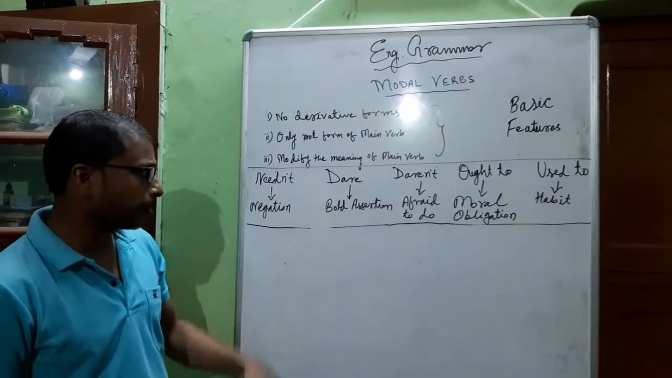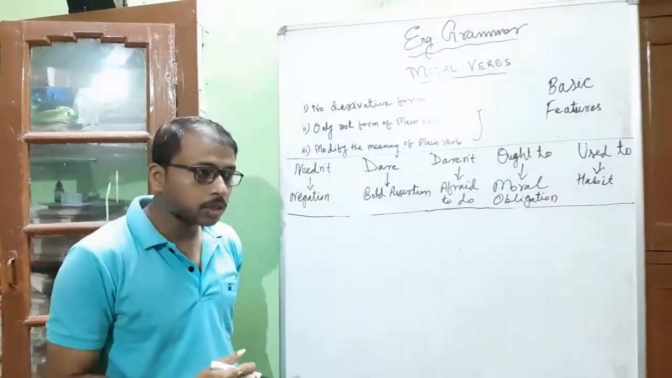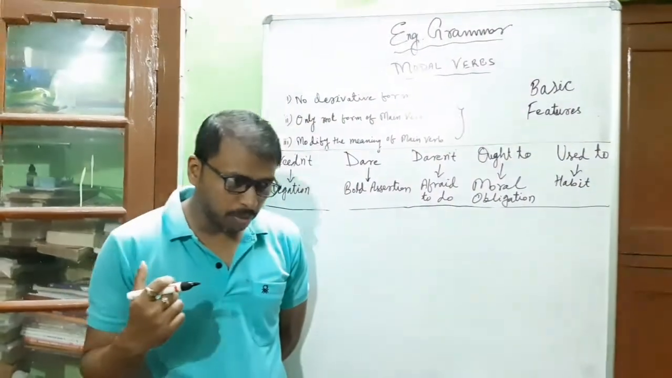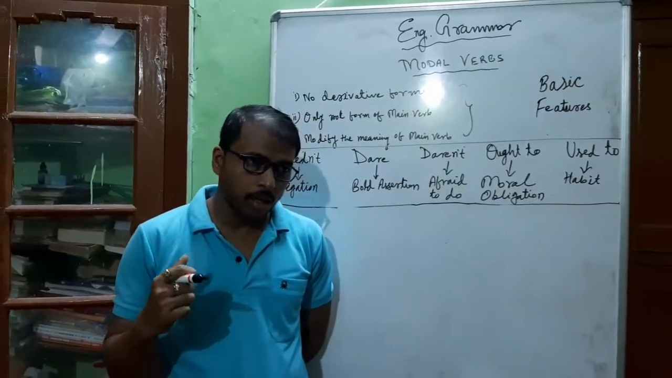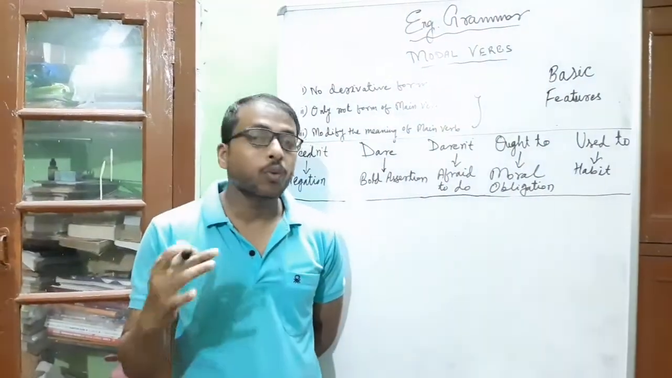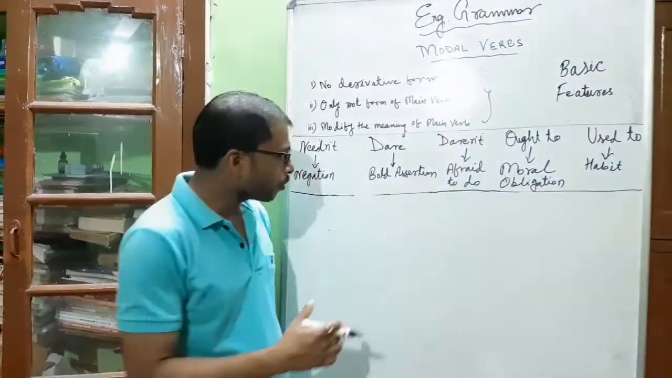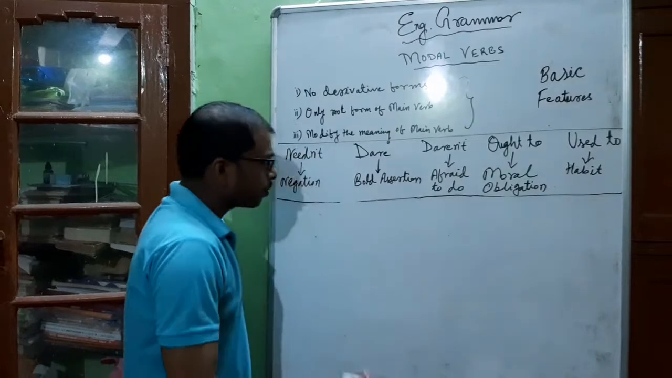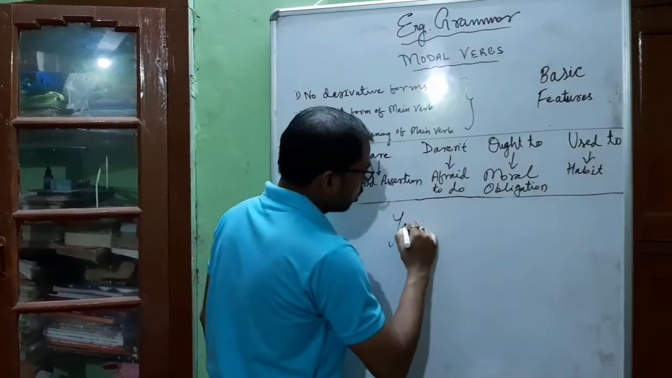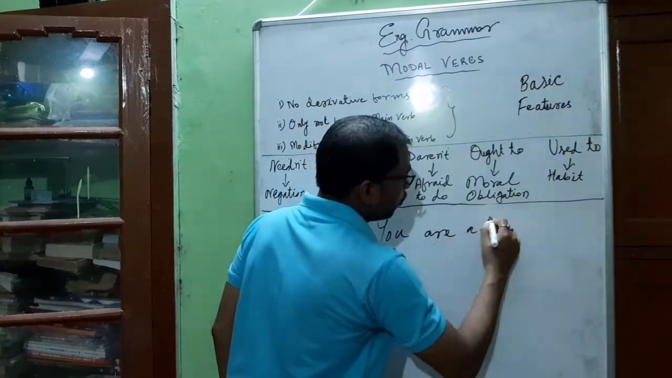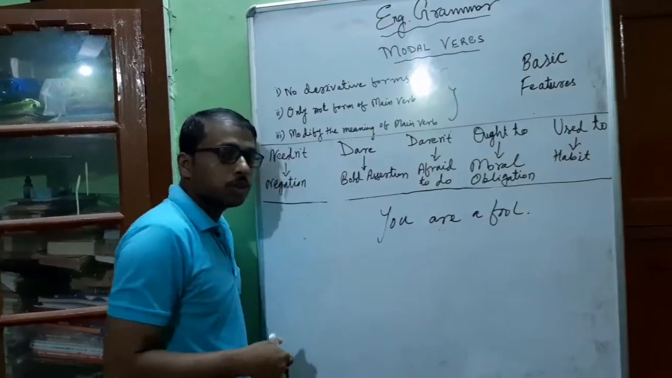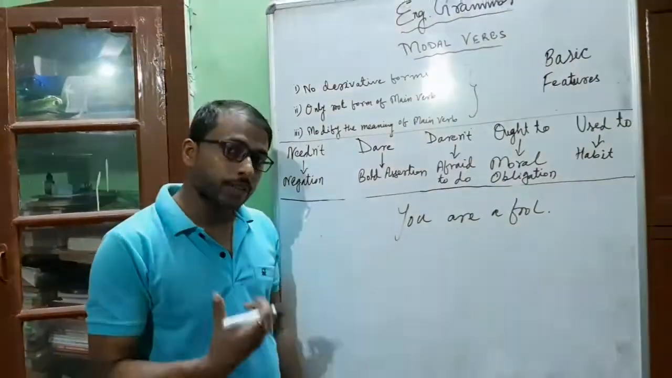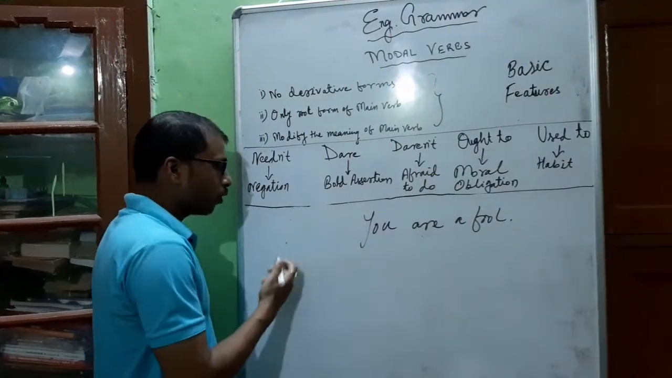Next is dare. When do we use dare? Dare means when we are asserting something in a very bold manner. Bold manner means you are emphasizing on what you say. When we are emphasizing something, that is the time when we use dare. Suppose I say, you are a fool. This is an assertive sentence.